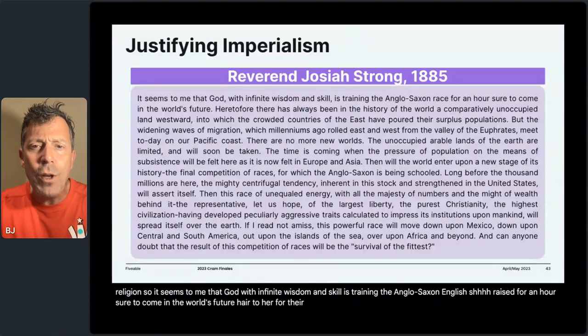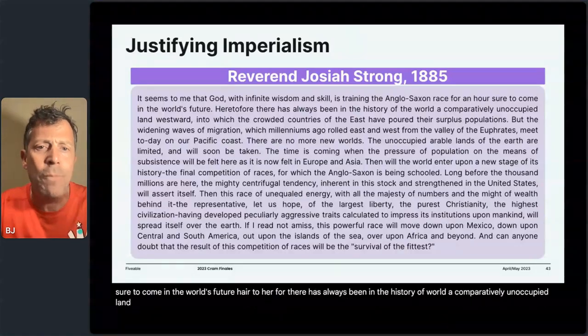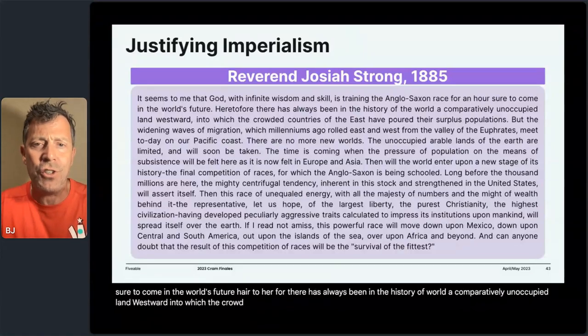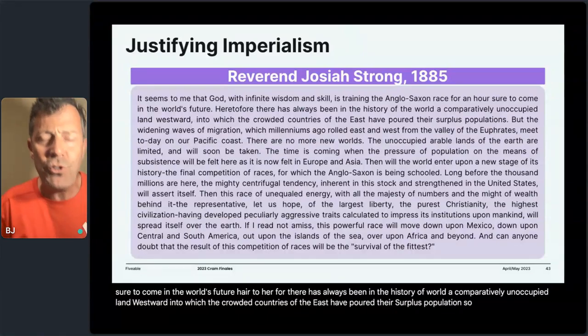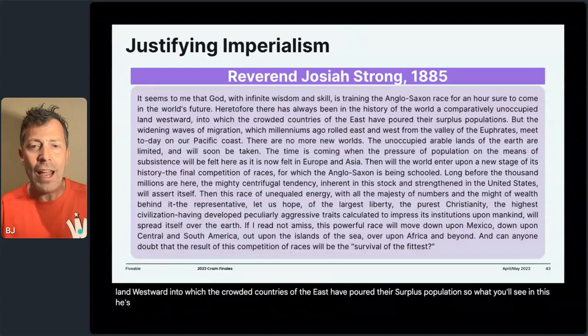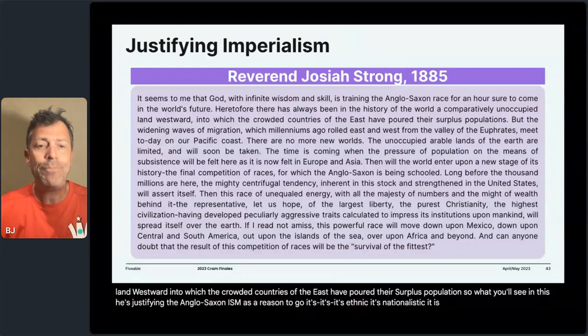Heretofore, there has always been in the history of the world a comparatively unoccupied land westward, into which the crowded countries of the East have poured their surplus population. So what you'll see in this, he's justifying the Anglo-Saxonism as a reason to go. It's ethnic, it's nationalistic, it is religious, Reverend.